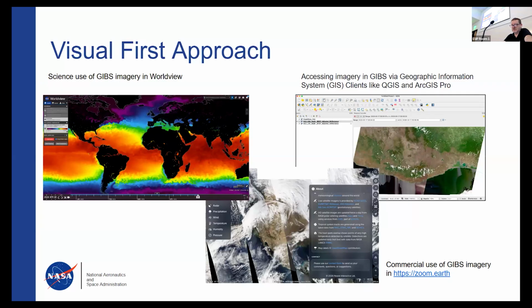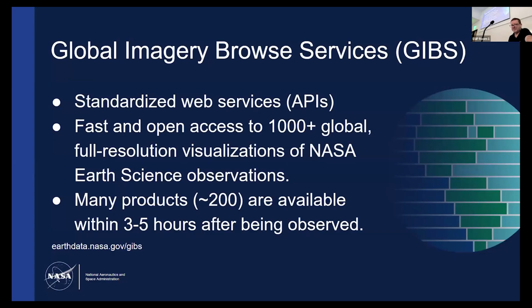On this slide, you can see science use of GIBS imagery using Worldview. You can access GIBS data through geographic information systems like QGIS and ArcGIS Pro, and various commercial entities have leveraged the GIBS imagery archive to produce their own products. We have an example of that at zoom.earth at the bottom there.